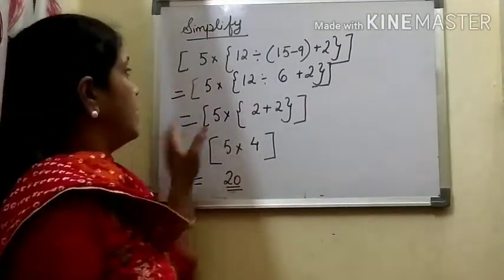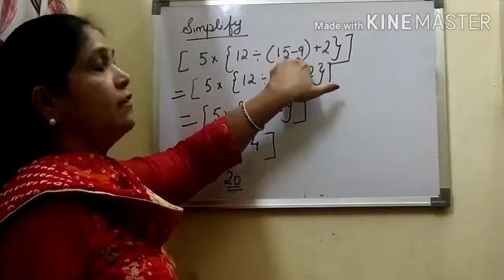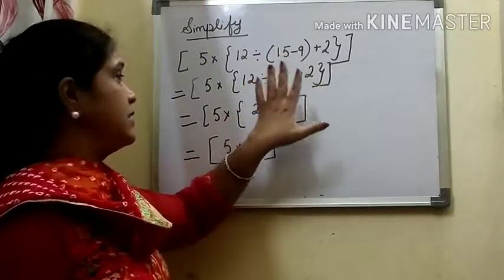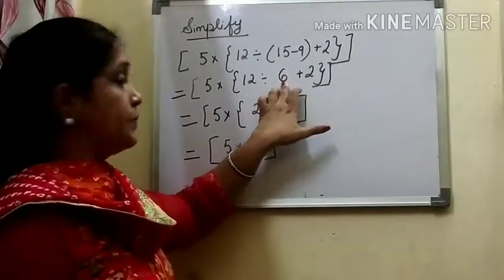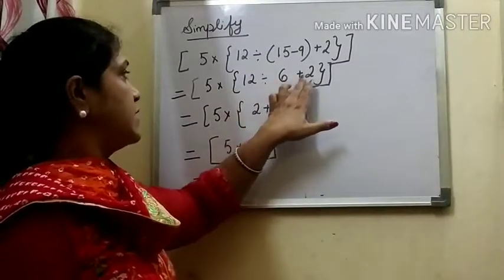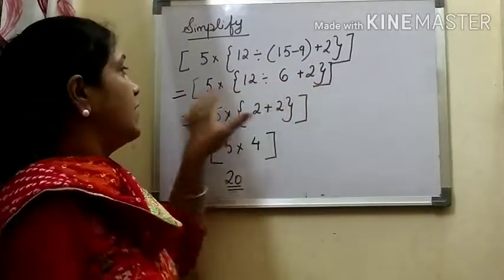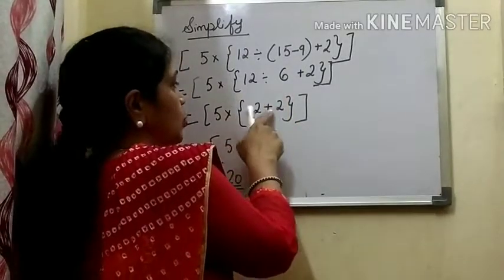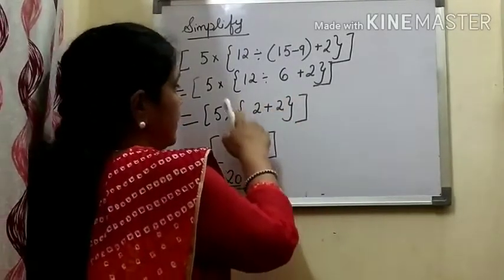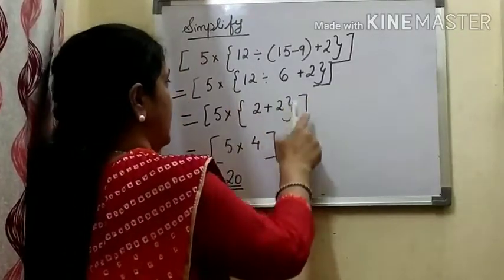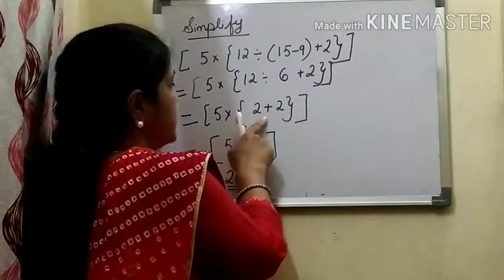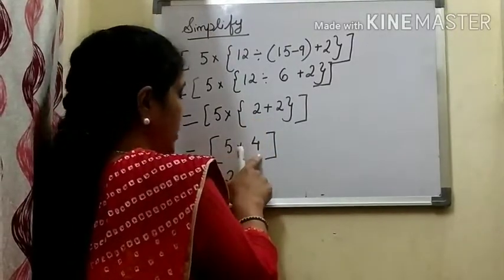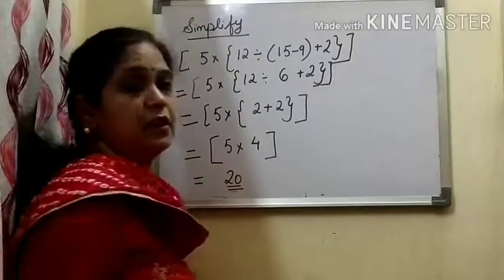Got it or not? Okay. In the first step, I removed this small bracket. That means whatever operation was there, 15 minus 9, I got 6. Now it is 12 divided by 6 plus 2. Here I will follow the DMAS rule. First I divided 12 by 6, which comes to 2. 2 plus 2, I have written in the curly bracket, and then I close the square bracket. Then first I have to evaluate the curly bracket, so it becomes 5 into 4, and then 5 4's, our answer is 20.